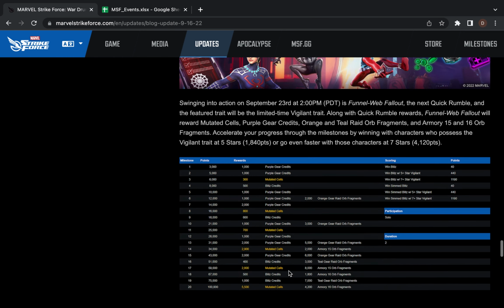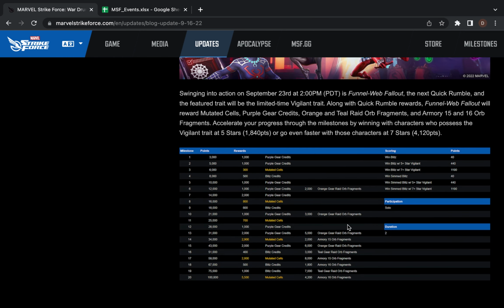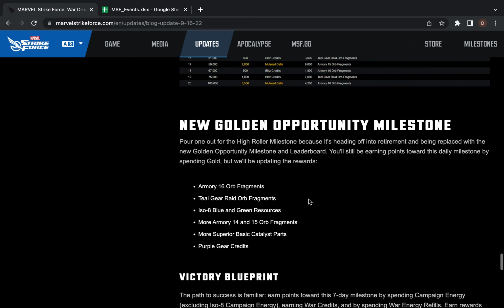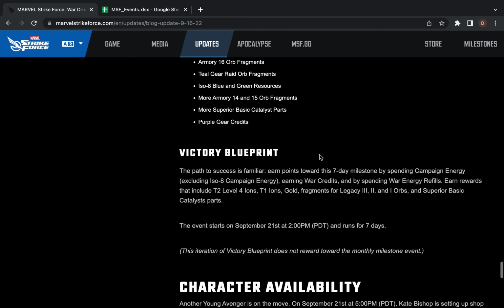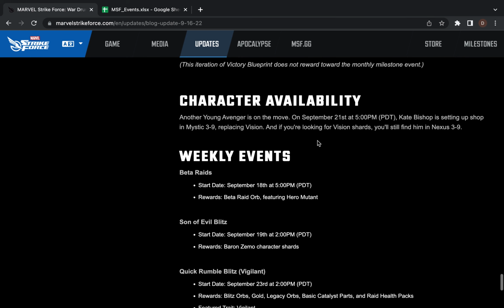Again, another one for the web milestone. This is just another milestone that's been going on for Blitz. Again, these Blitz ones are very easy. It should be able to be completed with no problem. Golden Opportunity milestone is coming in. This is replacing the High Roller. Victory Blueprint we talked about. And then also Kate Bishop is coming to a Mystic node, replacing one of those Vision nodes.